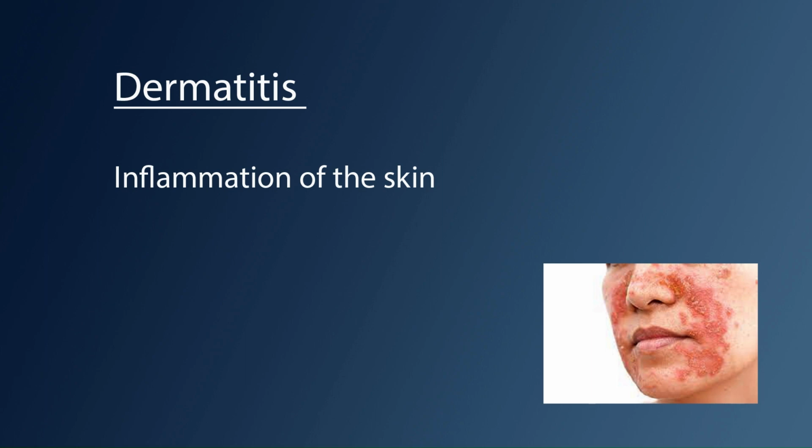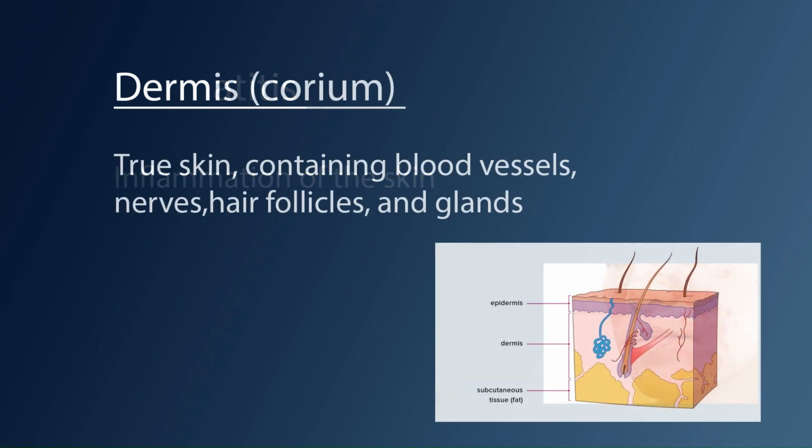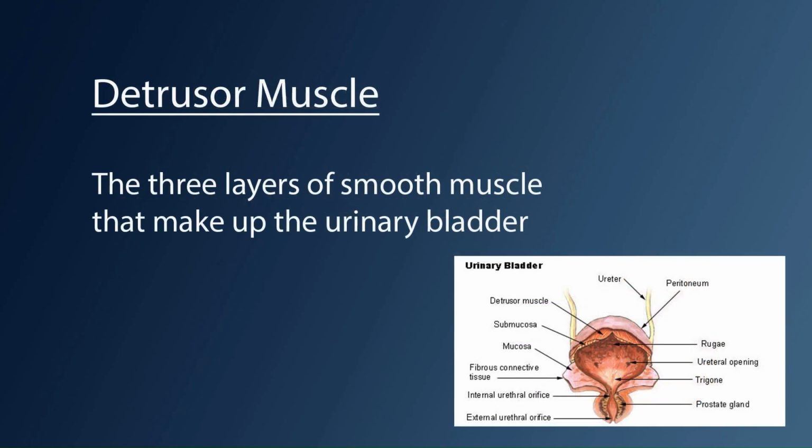Dermatitis. Inflammation of the skin. Dermis, corium. True skin, containing blood vessels, nerves, hair follicles, and glands. Detrusor muscle. The three layers of smooth muscle that make up the urinary bladder.